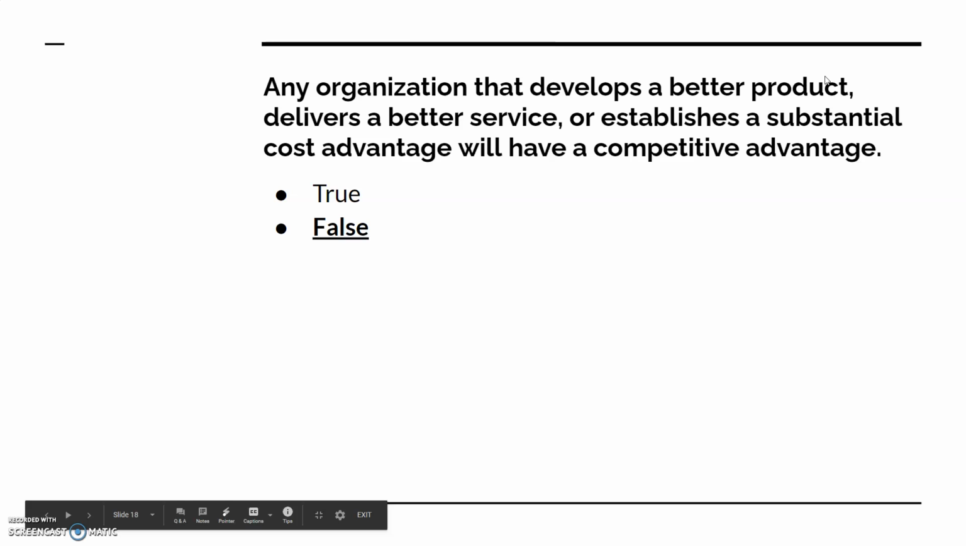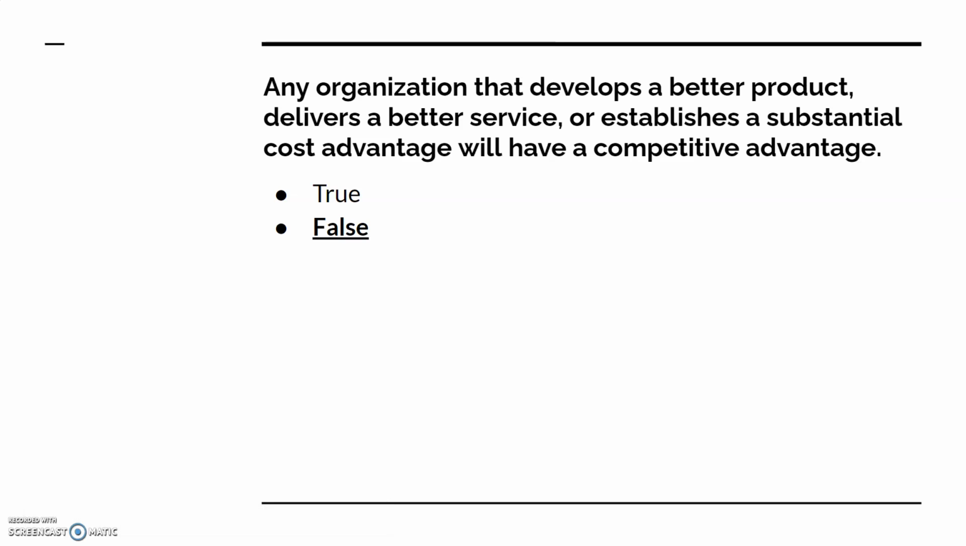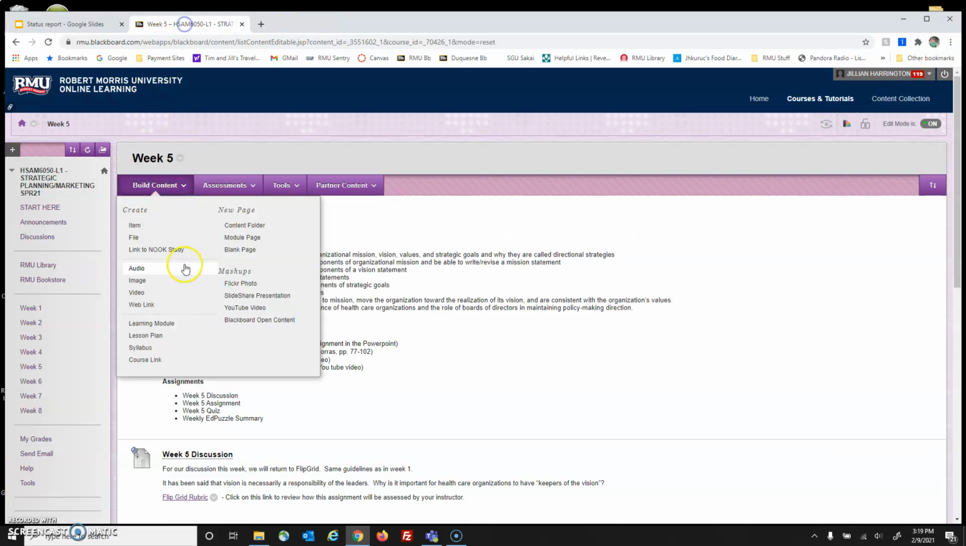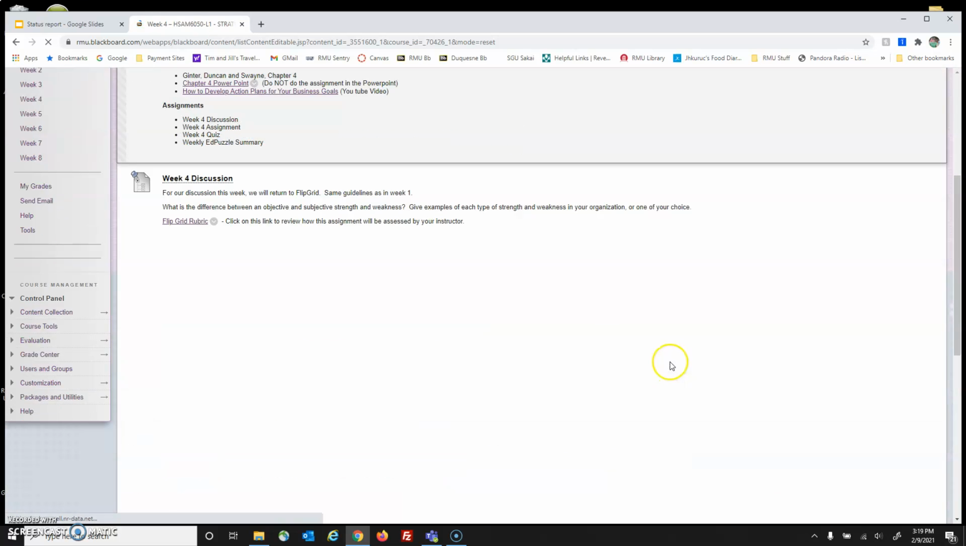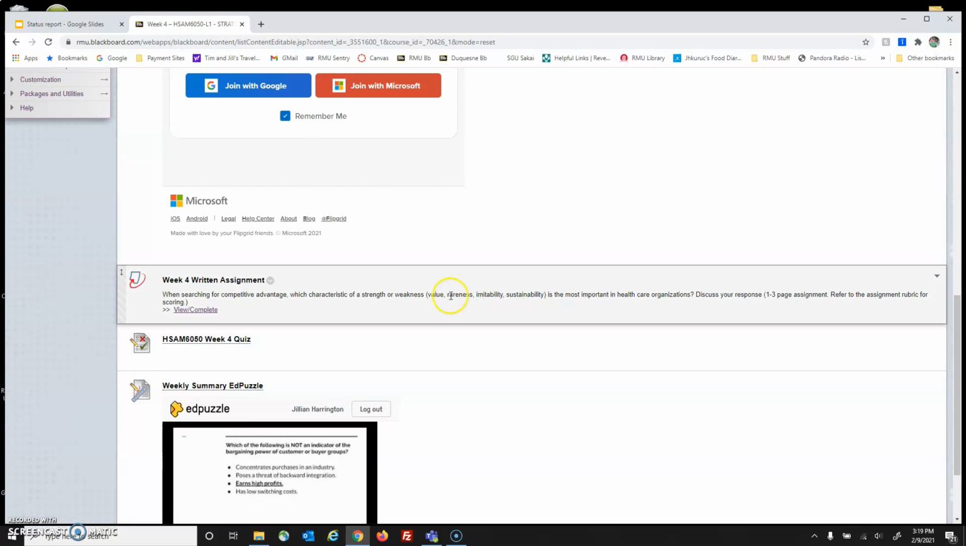First question: any organization that develops a better product, delivers a better service, or establishes a substantial cost advantage will have competitive advantage. And so the answer to that is false. A competitive advantage is more broad. So there are those 4 items that were noted in our assignment. Actually, let's hop back over here for a second. These 4 items that were noted in our assignment last week, value, rareness, imitability, and sustainability, are really key to competitive advantage.